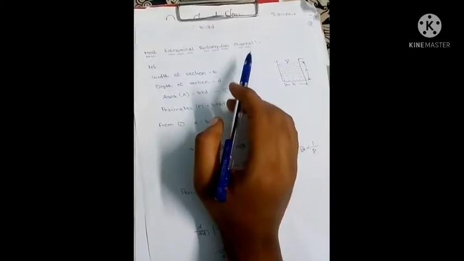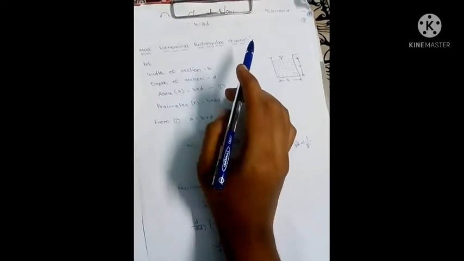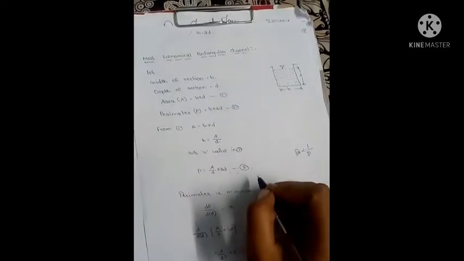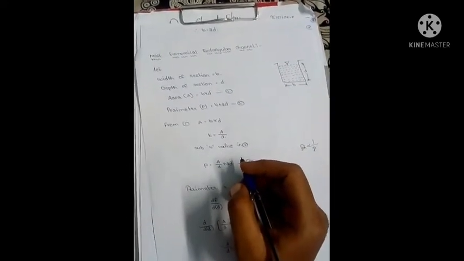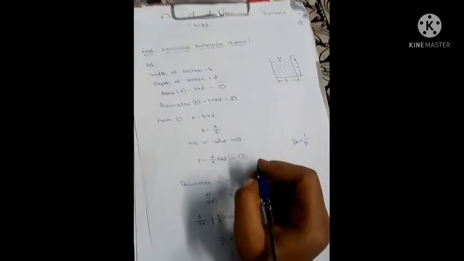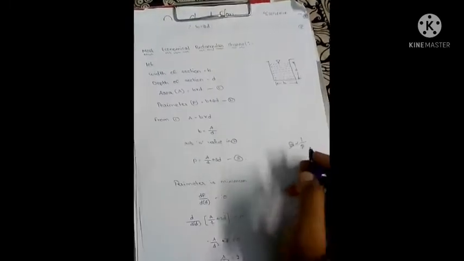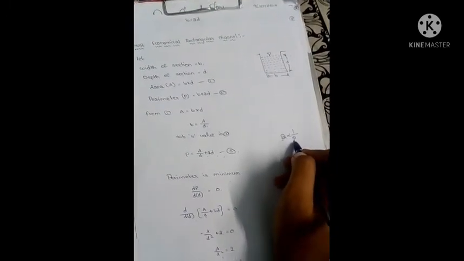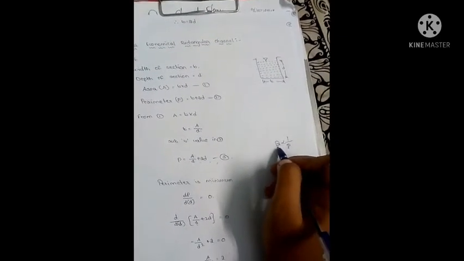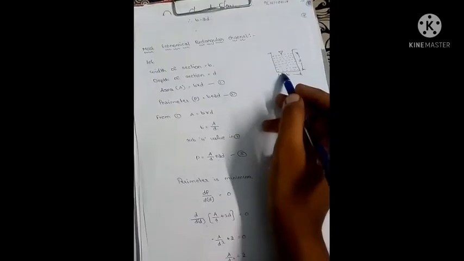For a most economical channel the discharge should be maximum. Whatever the channel may be, the discharge should be maximum. Here discharge is inversely proportional to perimeter. If the discharge is maximum, perimeter is minimum. If the discharge is minimum, perimeter is maximum. Both are inversely proportional. Since it is the most economical section, discharge should be maximum, so perimeter should be minimum.